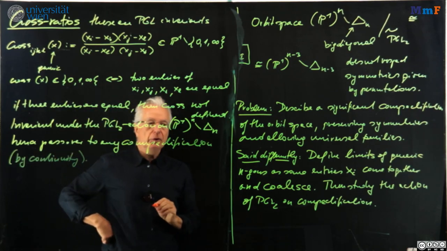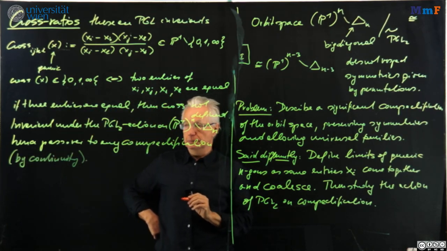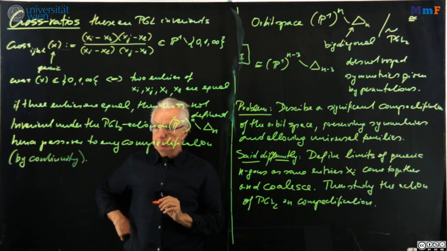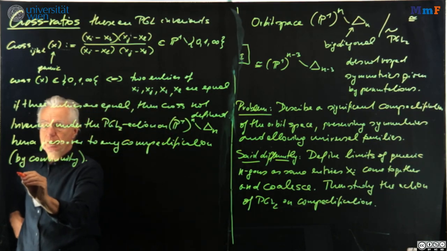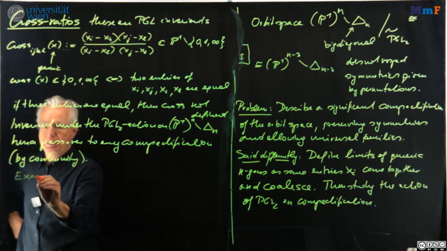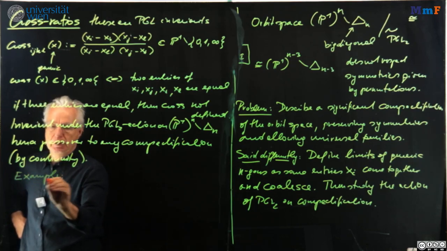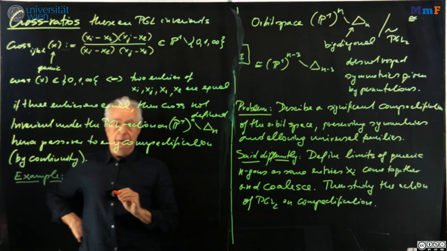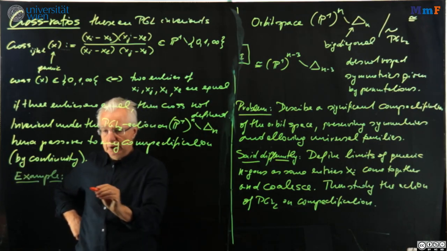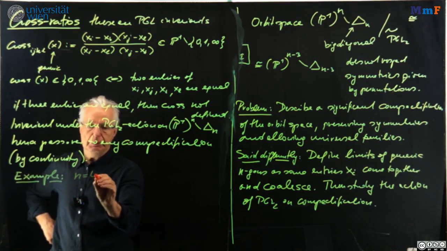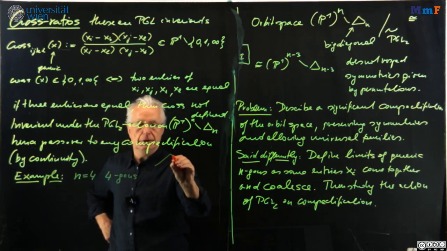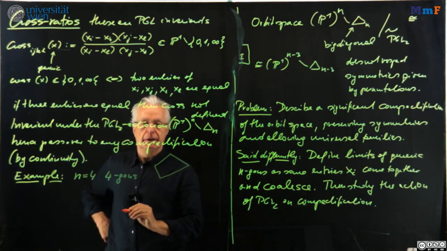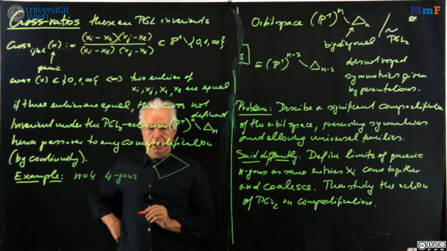Okay. This will be used a little bit later on. So let me now do an example of constructing limits to show you what is a basic phenomenon. Very simple example. We just take four-gons, n equals 4 four-gons. If you look at them in C, they look like this.